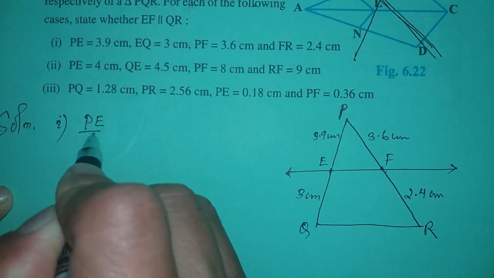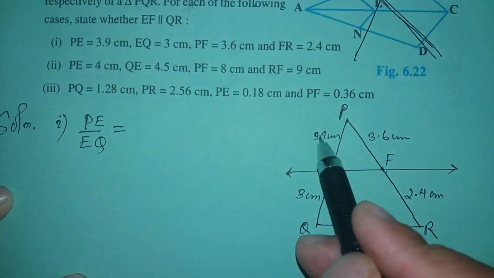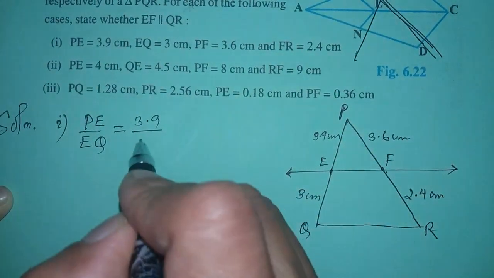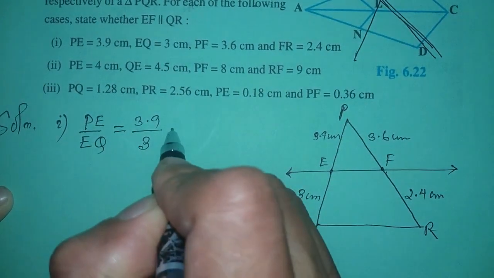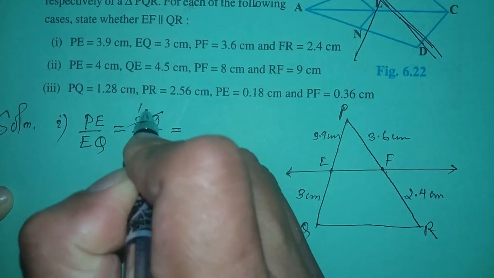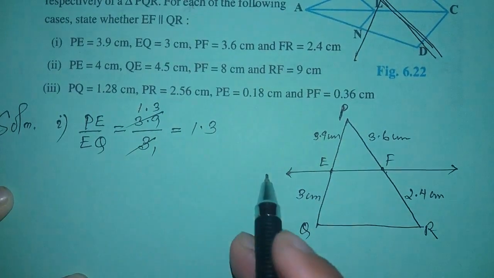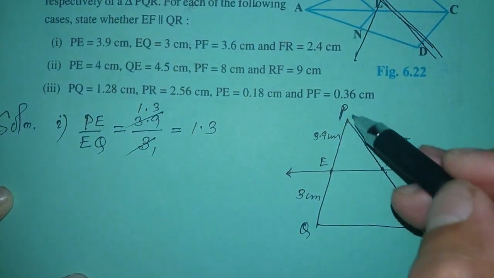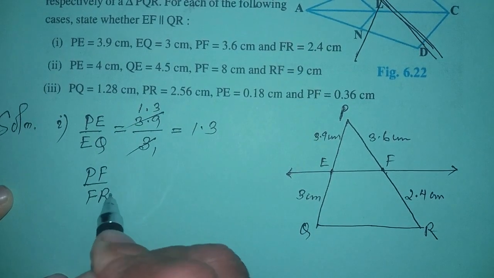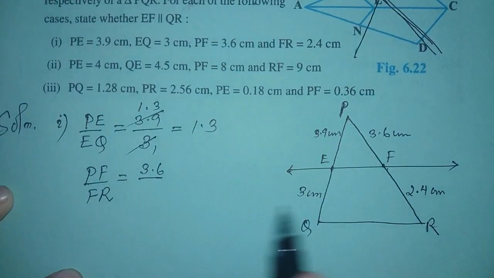PE by EQ. Now here PE is 3.9 and EQ is 3. Now you can cut: 3 ones are 3, 3 threes are 9. So we get 1.3. Now again let us check PF by FR. Now PF is 3.6 and FR is 2.4.